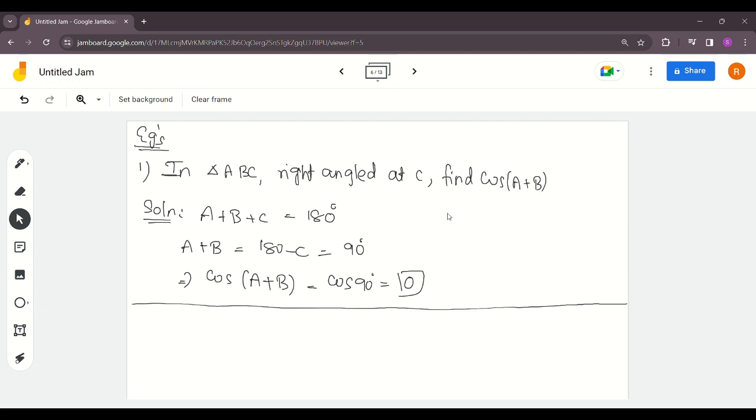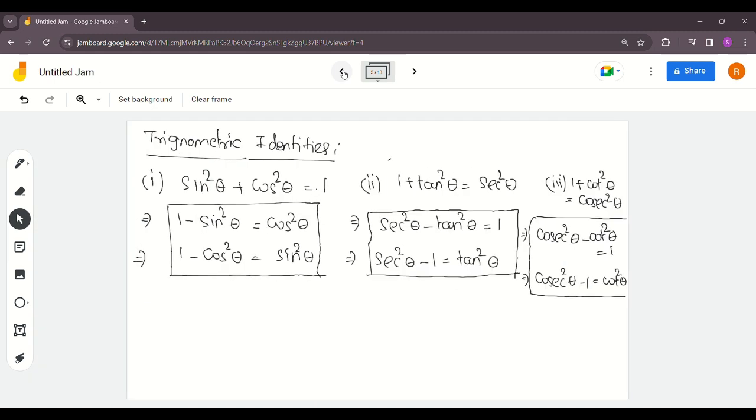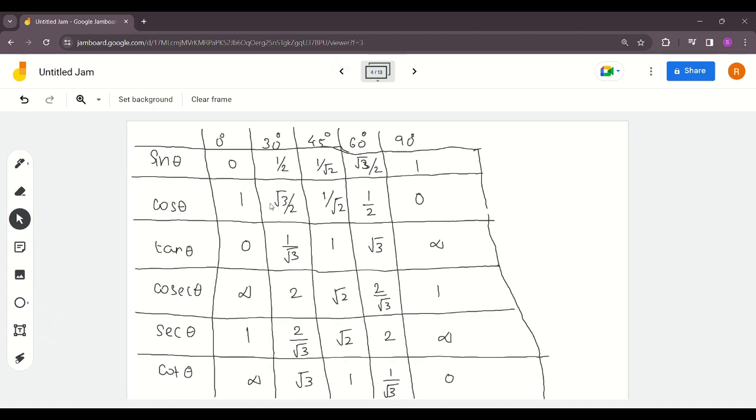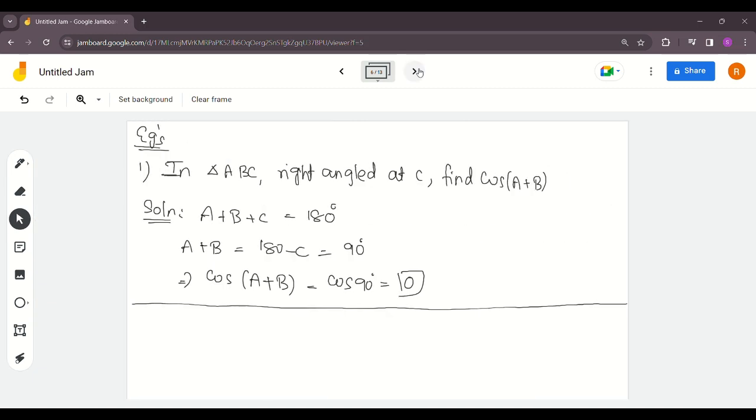So they are asking you to find cos of A plus B. So cos of A plus B becomes cos 90. So using the trigonometric table, cos 90 is 0. So the answer is 0. Straight away you can write the answer.